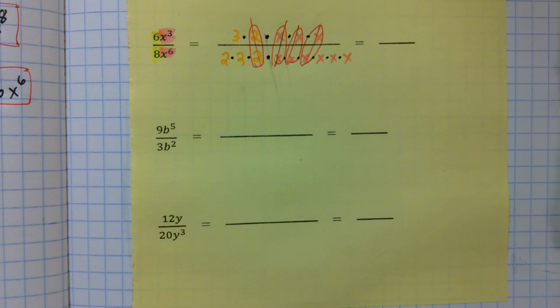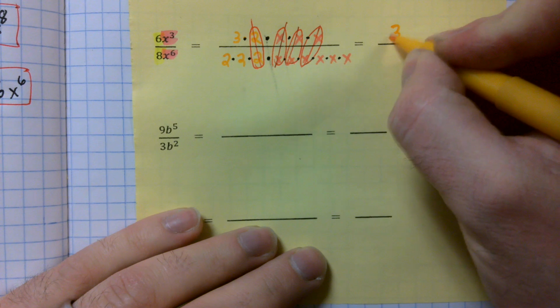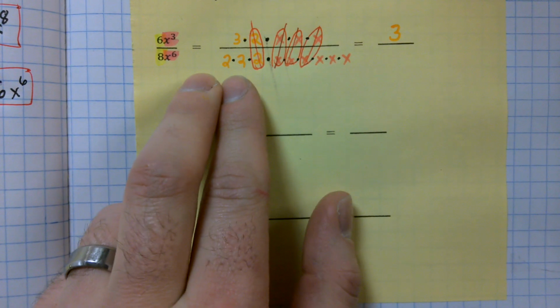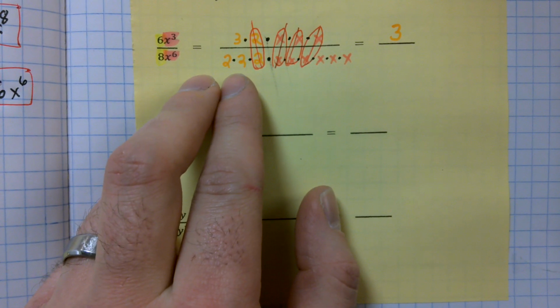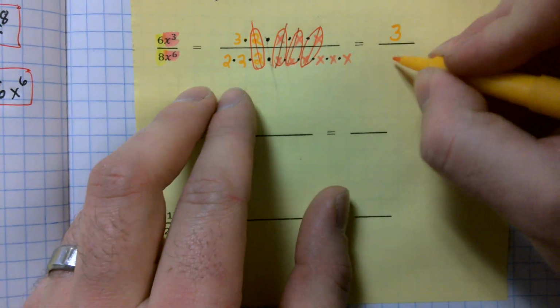What we need to do now is just bring everything back together. What's the only thing left in my numerator? 3. What are the numbers left in my denominator? 2 times 2. Well, what's 2 times 2? 4.